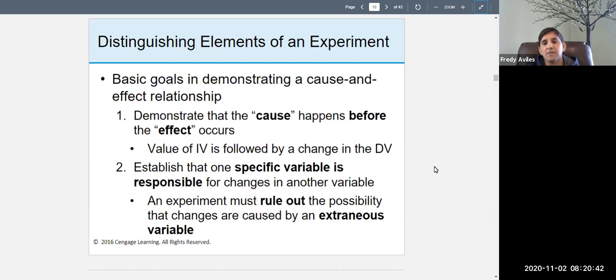You must also establish that one specific variable is responsible for changes in the other variable, right? That it's only the independent variable that's causing changes in the dependent variable. An experiment must rule out the possibility that changes are caused by extraneous variables. So we must rule out those other extraneous variables. I've said this before, it's kind of redundant. Let's keep going.